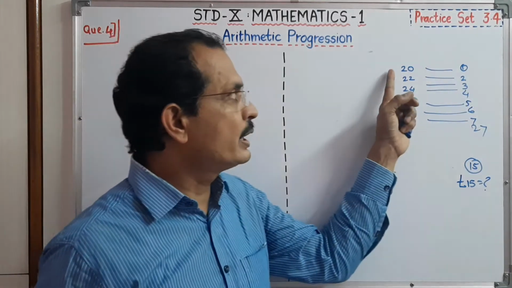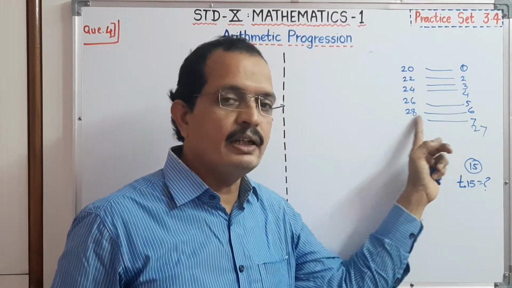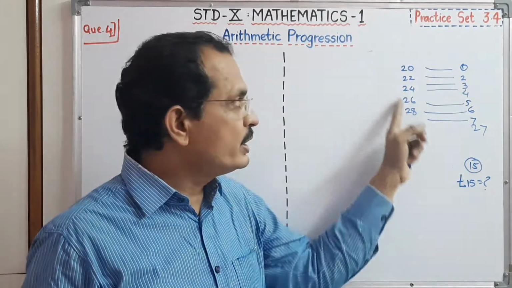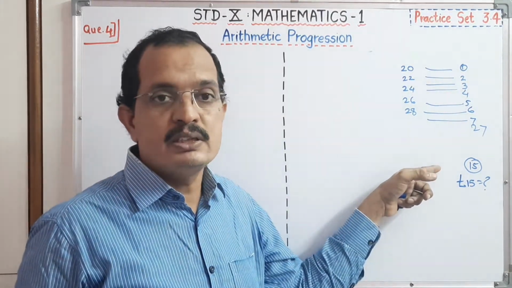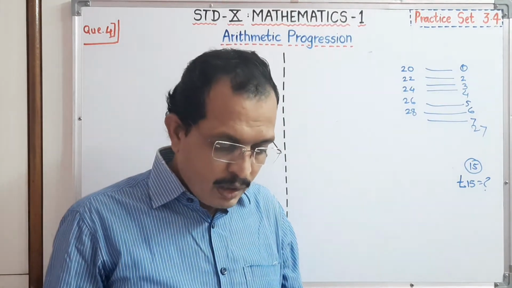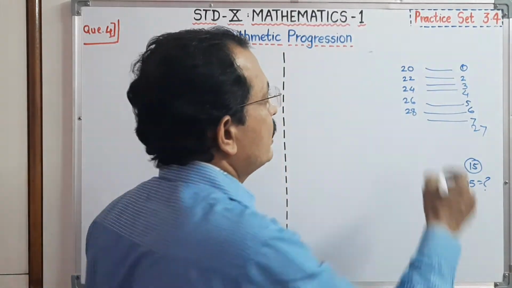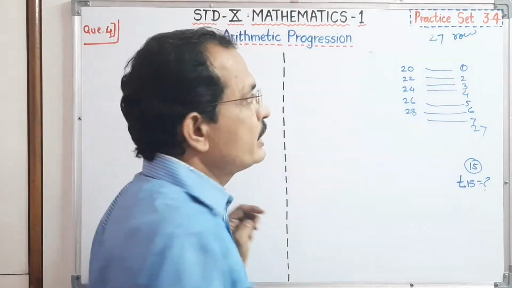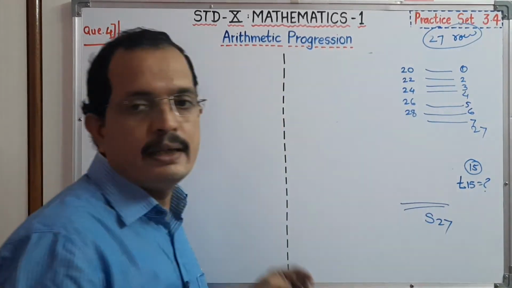In the first row there are 20 seats. Second row 22, 24, 26, 28. Like this there are total 27 rows. Out of that 27, we have to find out how many seats in the 15th row. That means T15. Second part: find how many total seats are there in an auditorium. There are 27 rows, so we have to find out the total seats, that means S27.